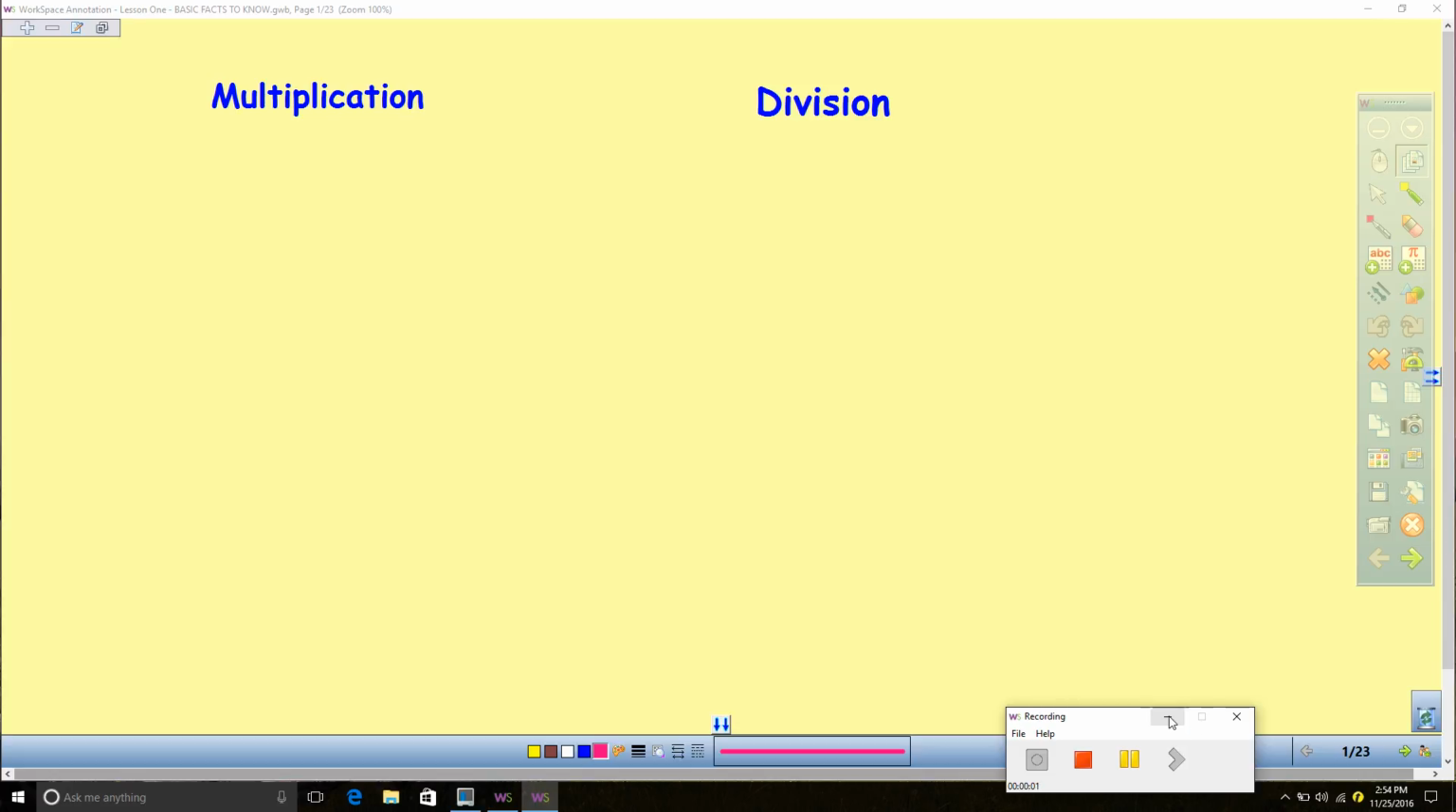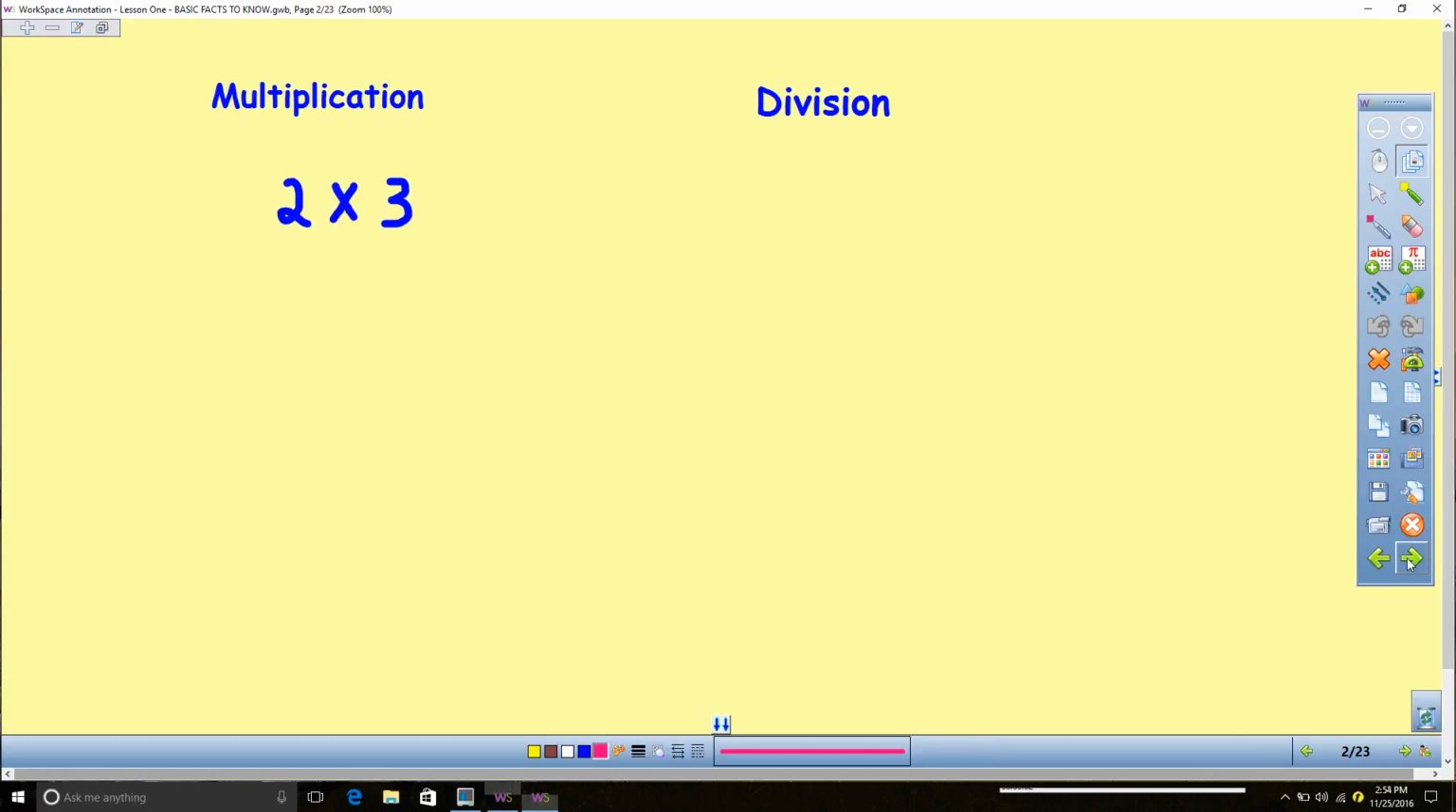As you begin your study of algebra, there are certain basic facts you need to know. You need to be able to recognize the operations of multiplication and division. I'm sure you recognize this expression as 2 multiplied by 3.